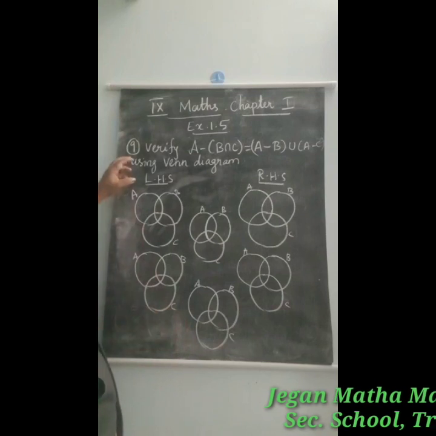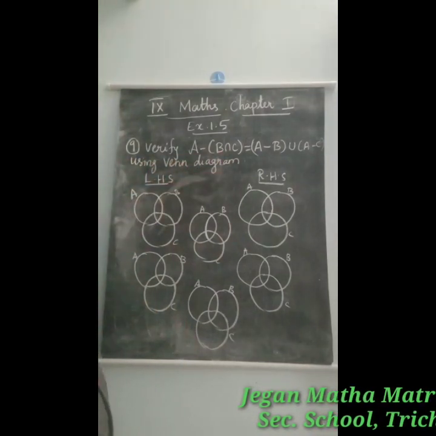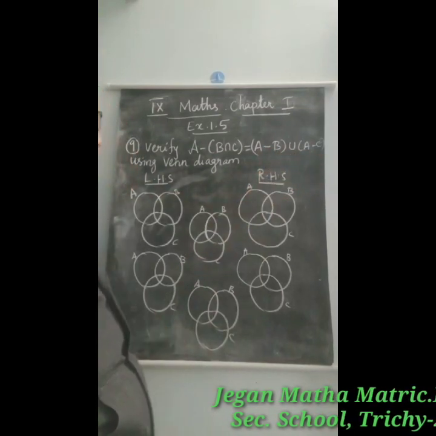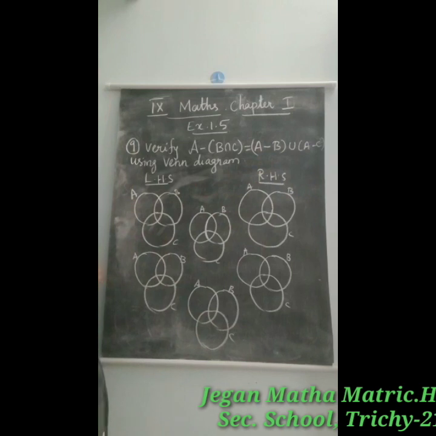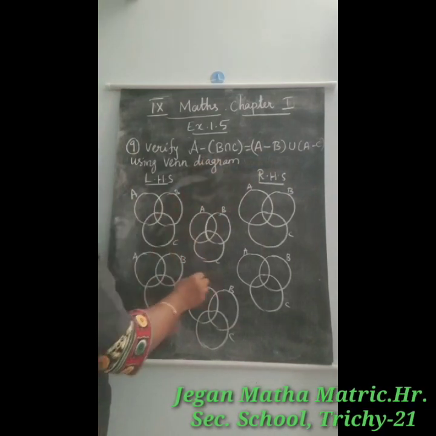Let us see the ninth sum. Verify A difference (B intersection C) is equal to (A difference B) union (A difference C) using Venn diagram. Let us see how to prove by Venn diagram.